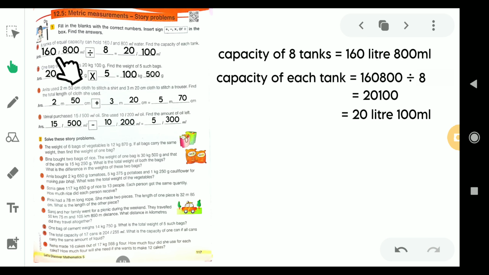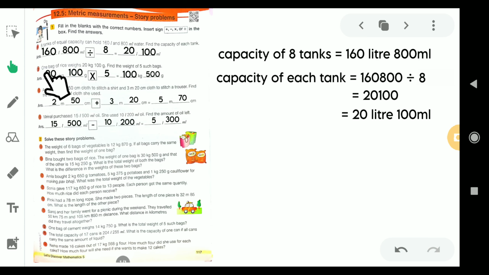So when you divide 160 liter 800 ml by 8, your answer would be 20 liter and 100 ml, right? So you can do this. Capacity of 8 tanks equals 160 liter 800 ml, and to know the capacity of each tank we have to divide the total quantity of 8 tanks by 8, and when you do so you will get the quotient, that is 20,100, and the first 3 places for ml and the next 2 digits for liter. So this is the answer of the first one, that is 20 liter 100 ml.